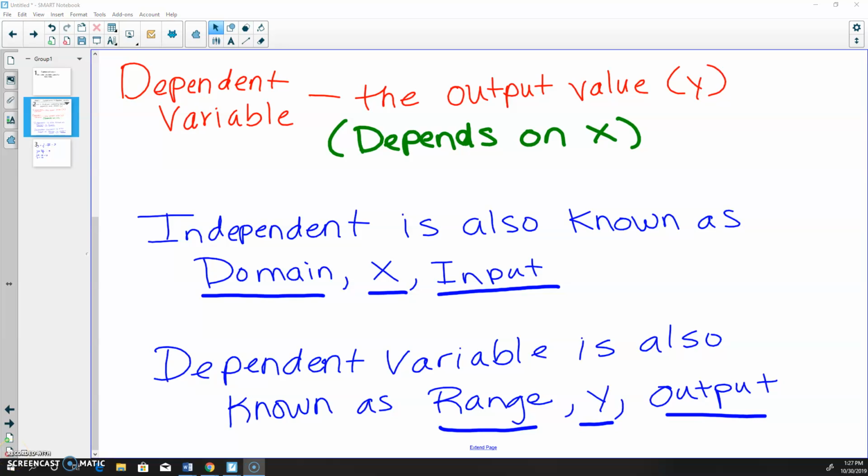Now, if you put gas in your car, what's that allow you to do? Drive your car how far? As far as how much gas you put in it, right? So you put in the gas, and then you get to drive a certain amount of miles. So the miles depend on how much gas is in your car. So when you put gas in your car, that's independent. And how many miles you go, that's dependent, because the miles depend on how much gas you have.